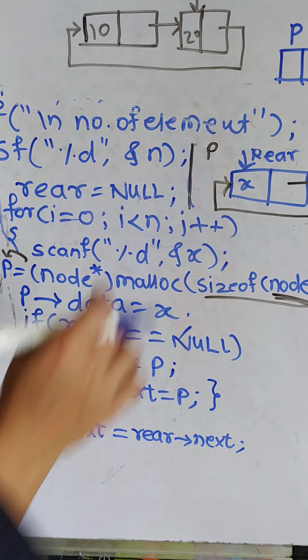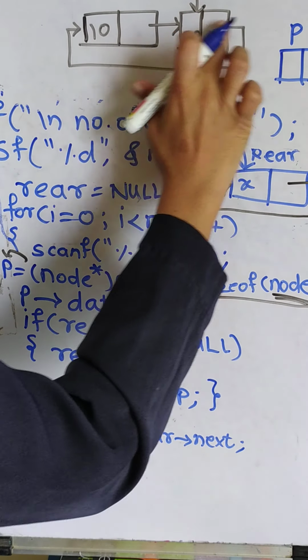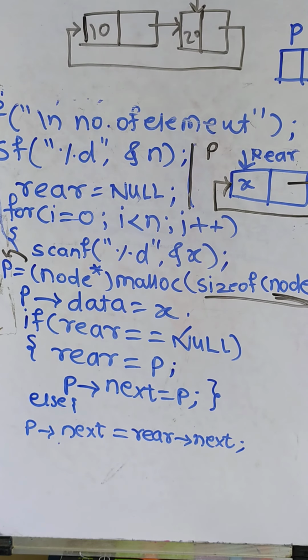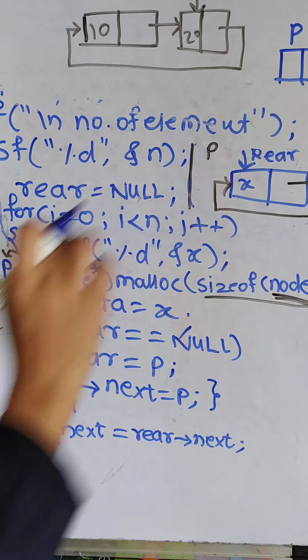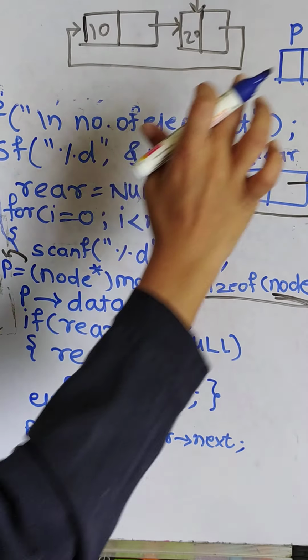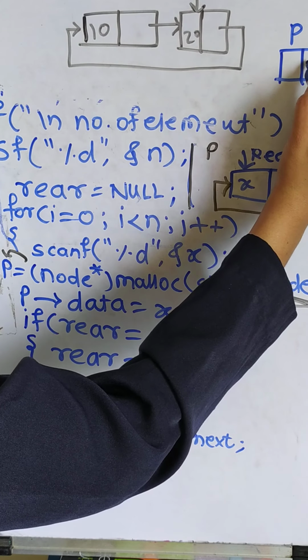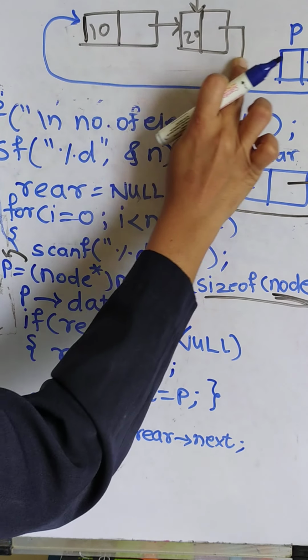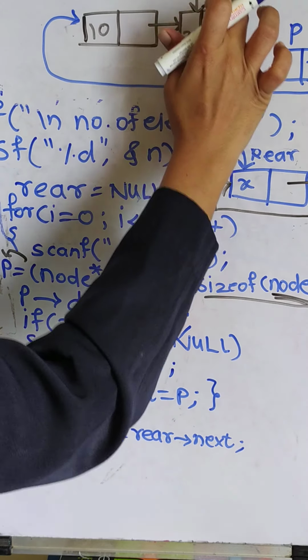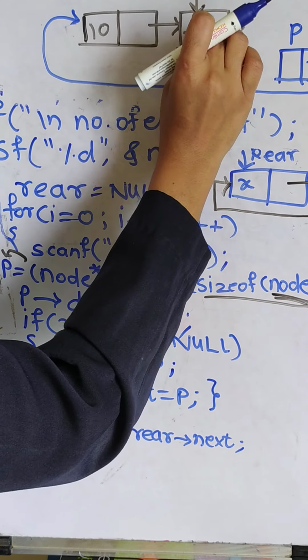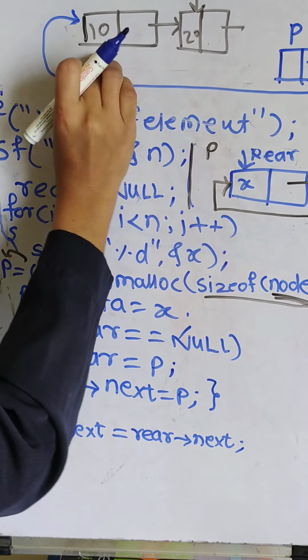Rear's next: rear is where? Rear is here. Rear's next is pointing to here initially, but now we will do one adjustment. Rear's next was pointing initially here, but now we will give p's next to this location and we will remove this one. Where rear's next was pointing, there now p's next will point. What does that mean? See, in this field, which address did we store here? The address of this node.